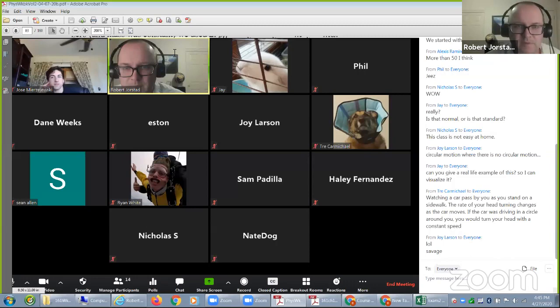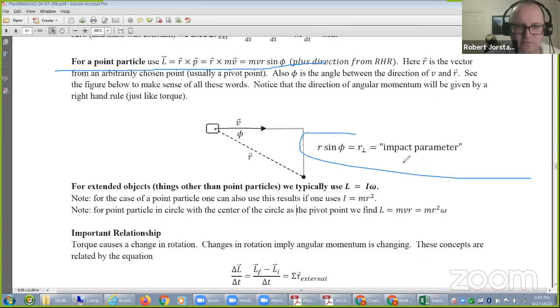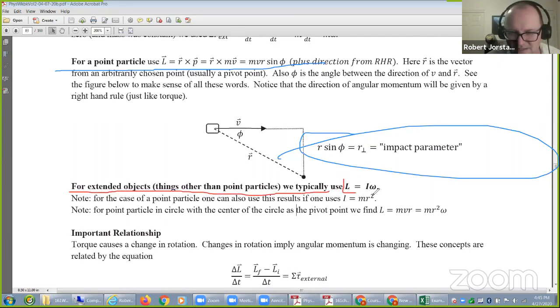All right. So we beat this up. We talked about a point particle, and we're going to use this impact parameter if we can. Now, for everything else, it's actually a lot easier. Well, I don't know, that's debatable. We could use this.